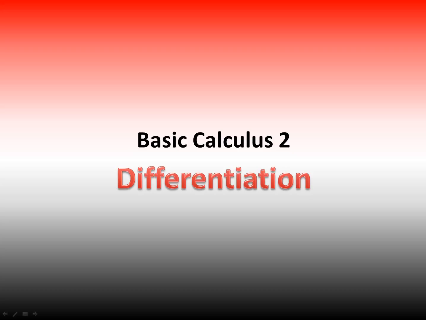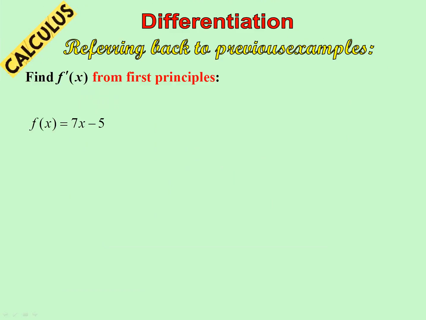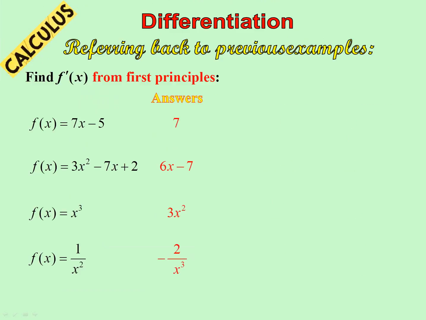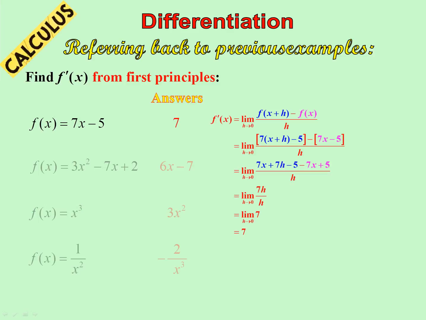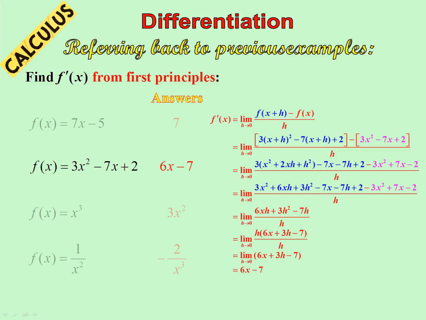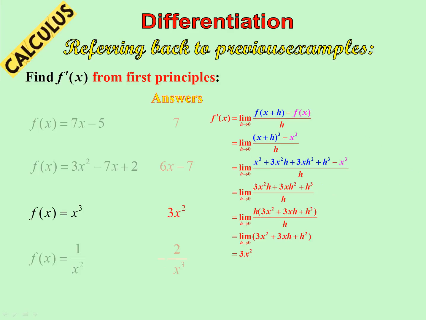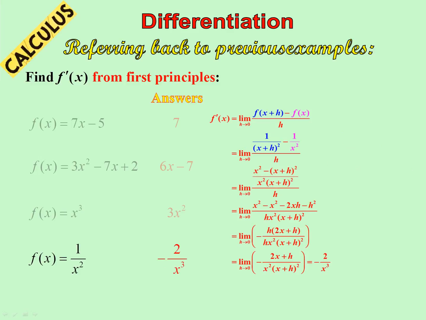Basic Calculus Part 2, Differentiation. In Part 1, we did differentiation from first principles. Now we're going to go on to the faster method of differentiation. Here's the example from first principles, just to convince you that those were the answers.